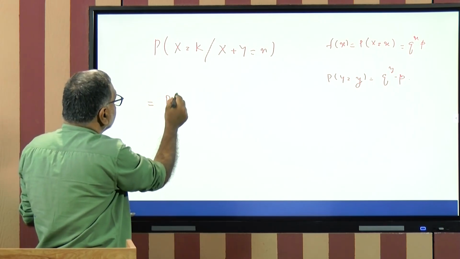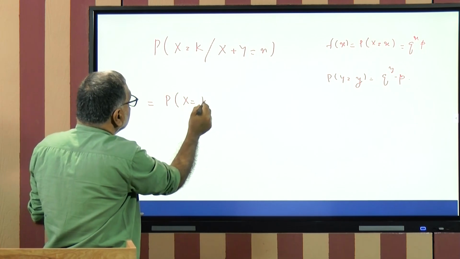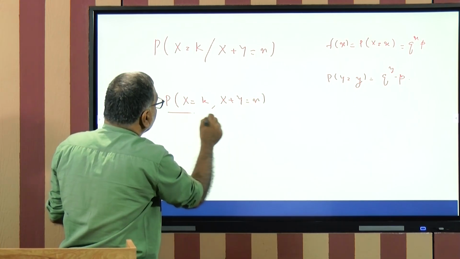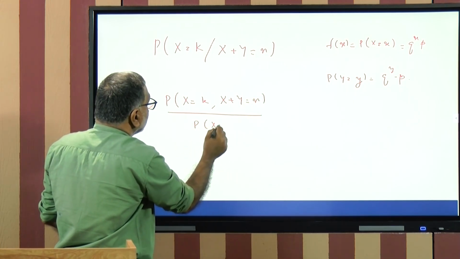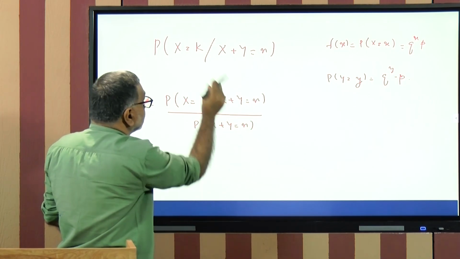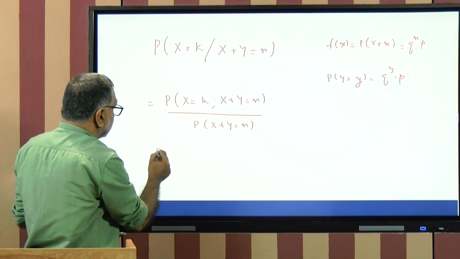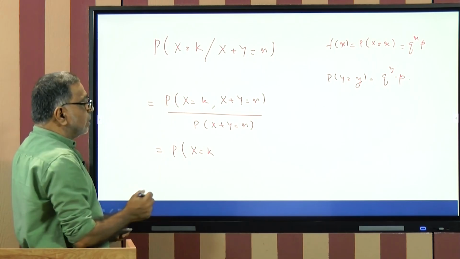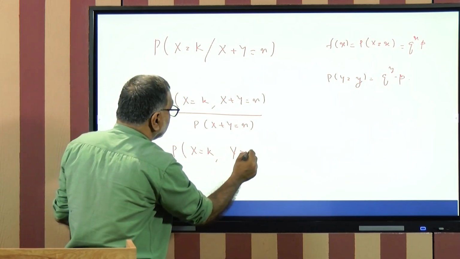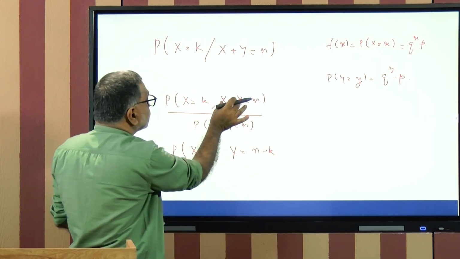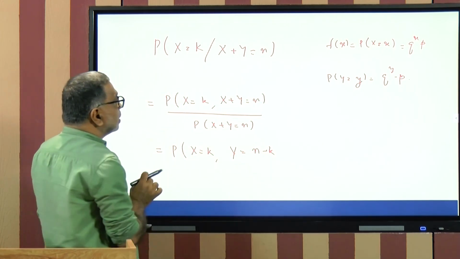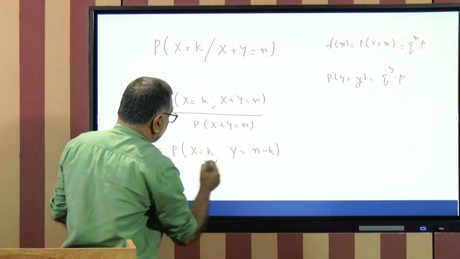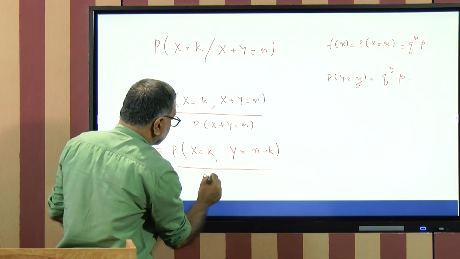Let us rewrite this value using the conditional probability definition: probability of x is equal to k intersection x plus y is equal to n, divided by probability of x plus y is equal to n. Or we can rewrite this as: x has already taken the value k. So, of course, the random variable y has the value n minus k, since x plus y is equal to n. So, the only possibility for y is n minus k, divided by probability of x plus y is equal to n.